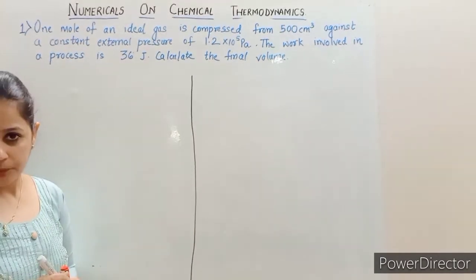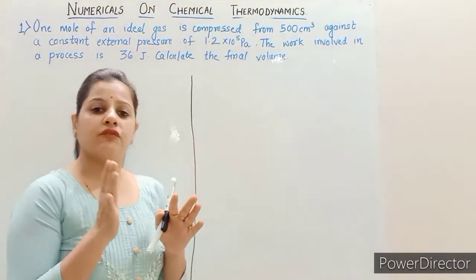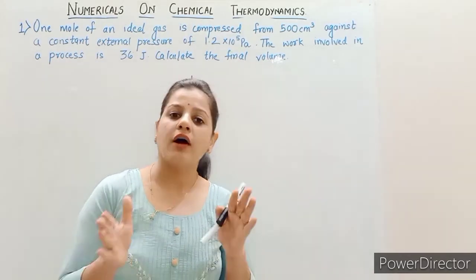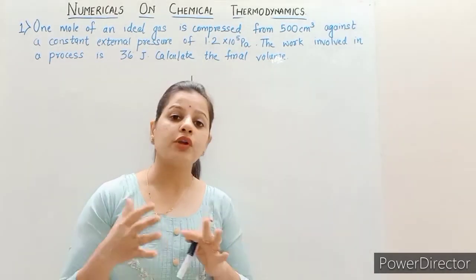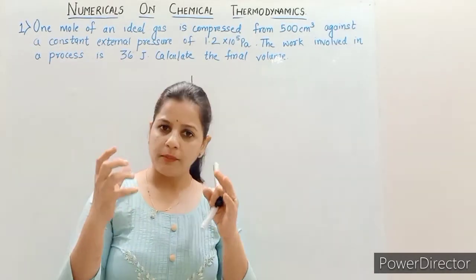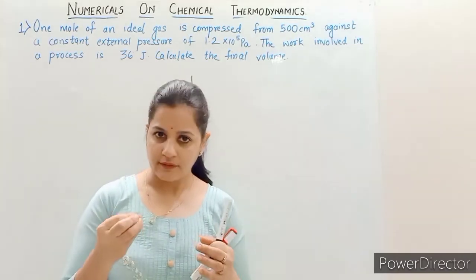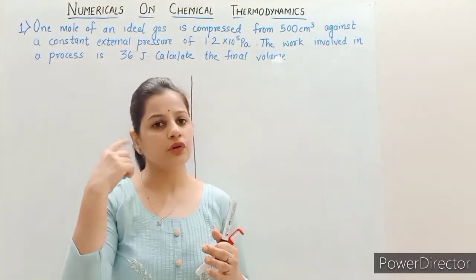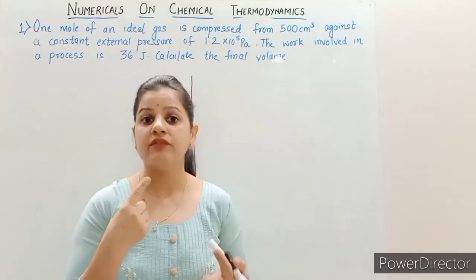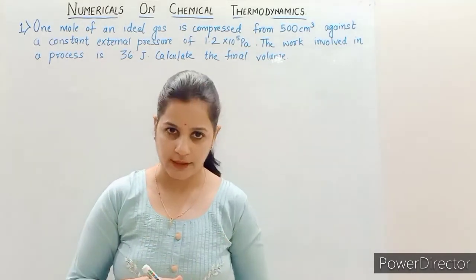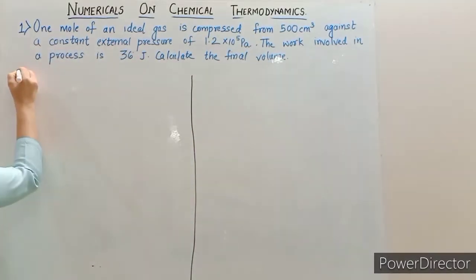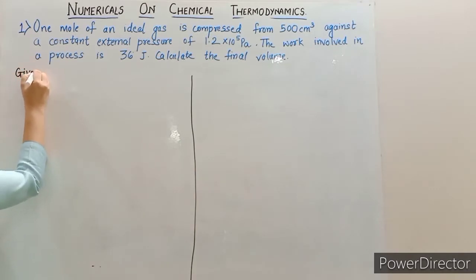Calculate the final volume. Whenever you get a numerical, you first have to write down what is given to you and what you have to find out. Then automatically, by seeing what is given and what we have to find, the formula strikes your mind, which formula you have to use to solve this numerical. So let us do that. First, let us write down the given.